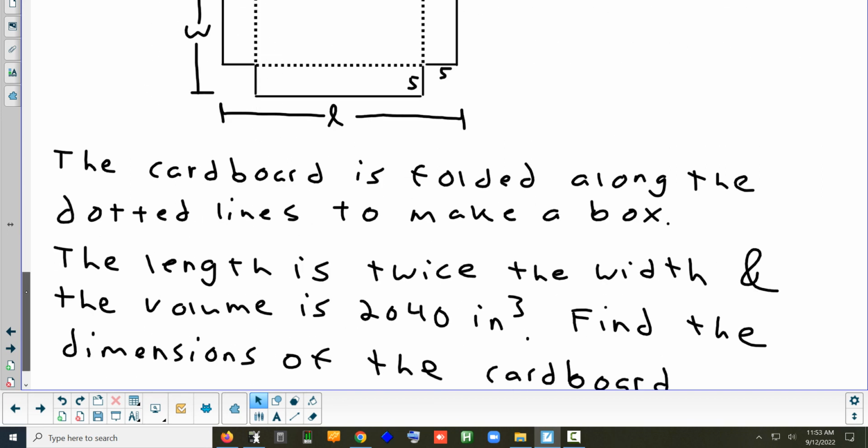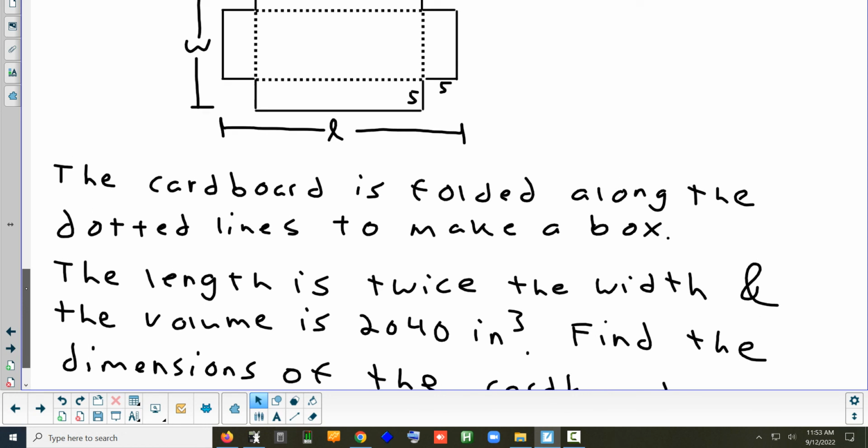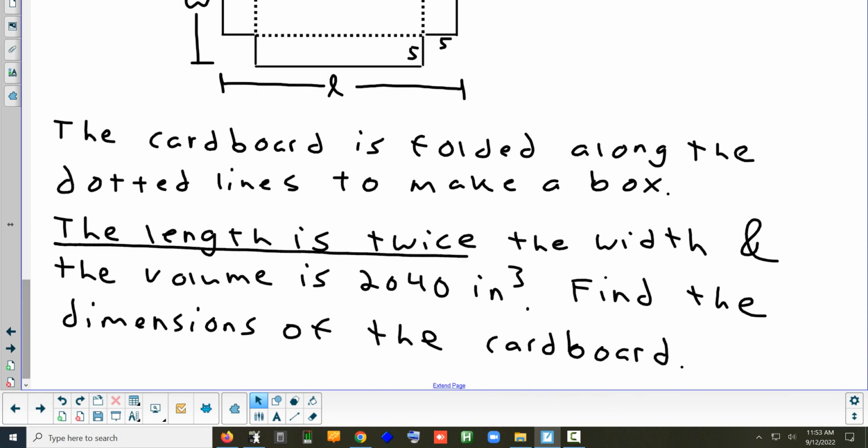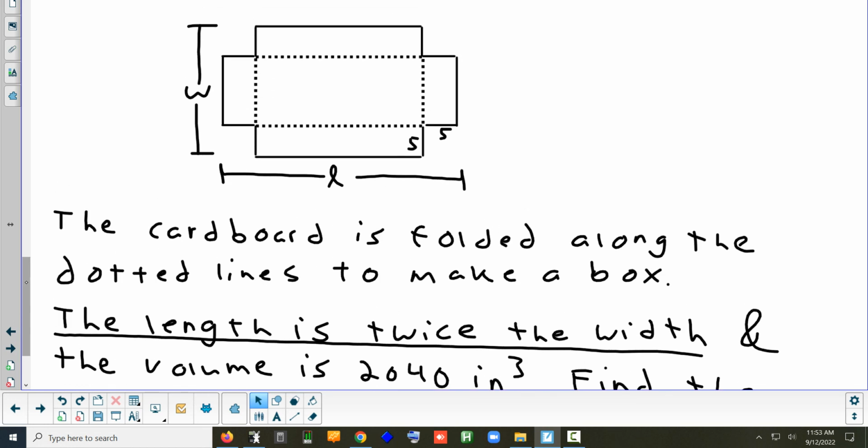Okay, so what do they want to know? Cardboard is folded along the dotted lines. Here's an important piece of information: the length is twice the width. How would I write that as an equation? L equals 2W. I don't know how we're going to use that, but chances are we're going to get another equation with an L in it, and we're going to change L to 2W.